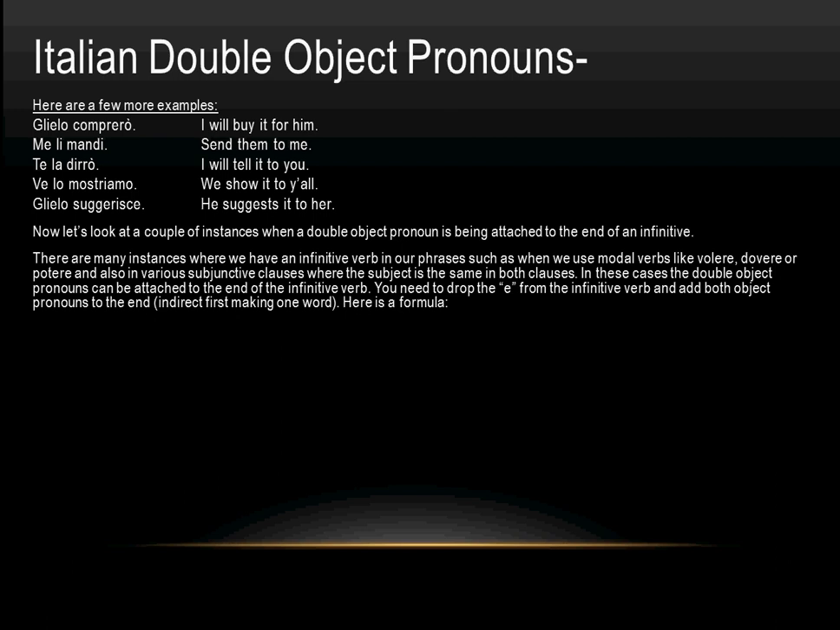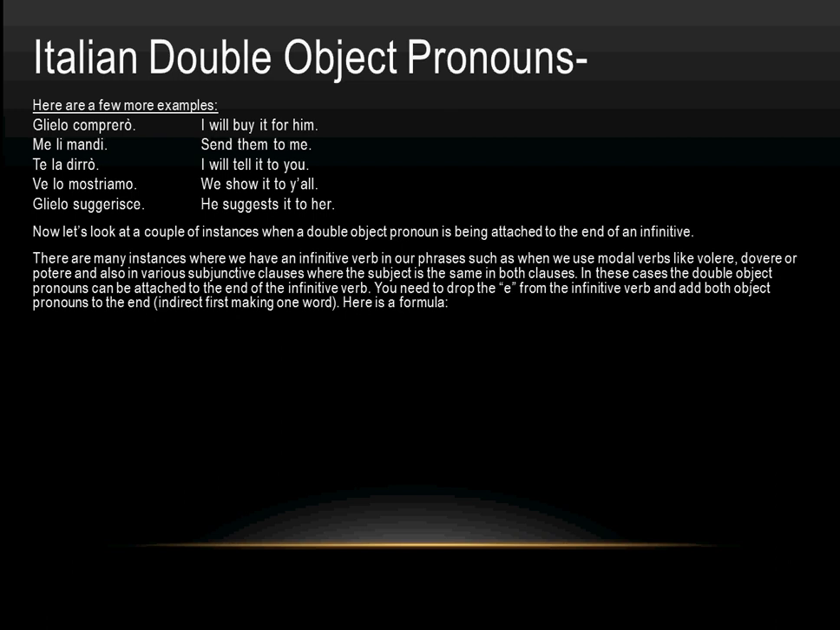Now let's look at a couple of instances when a double object pronoun is being attached to the end of an infinitive. There are many instances where we have infinitive verbs in our phrases, such as when we use modal verbs like volere, dovere, or potere, and also in various subjunctive clauses, where the subject is the same in both clauses. In these cases, the double object pronouns could be attached to the end of the infinitive verb. All you need to do is drop the E from the infinitive verb and add both object pronouns to the end, indirect first, making one word.